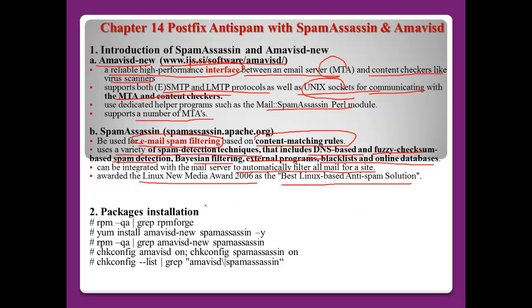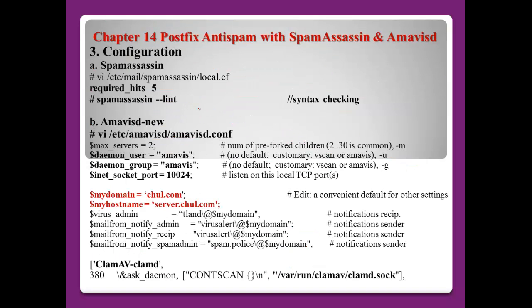Okay, number 2, the package installation. To install amavisd and SpamAssassin, you need to install RPMforge first, and after that, install amavisd-new and SpamAssassin, and then check using this command. If we want to register these services at each runlevel, use chkconfig amavisd on, spamassassin on, and after that, you can check these services. Number 3, configuration.